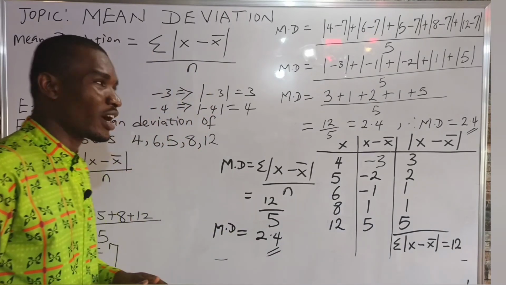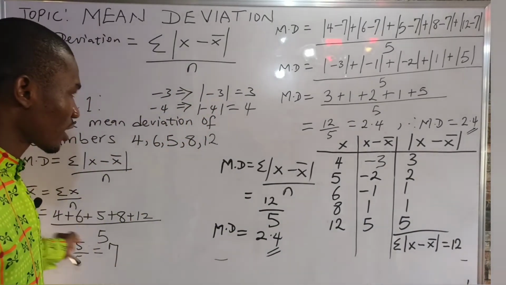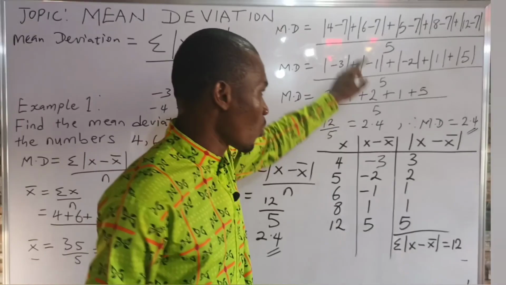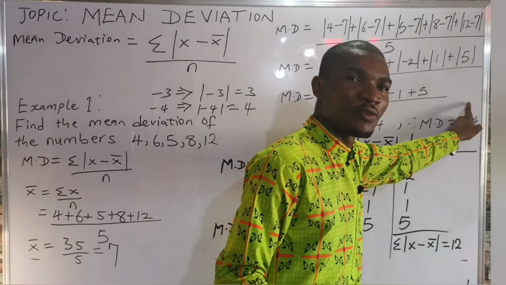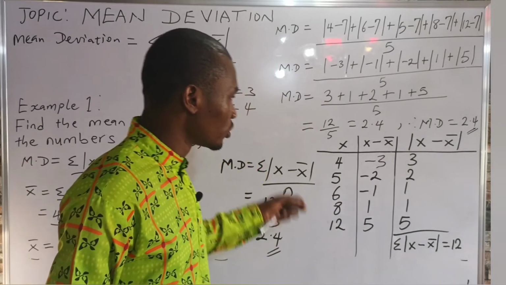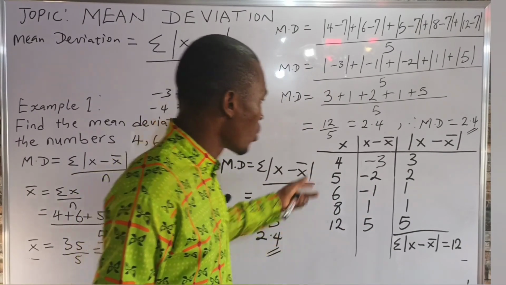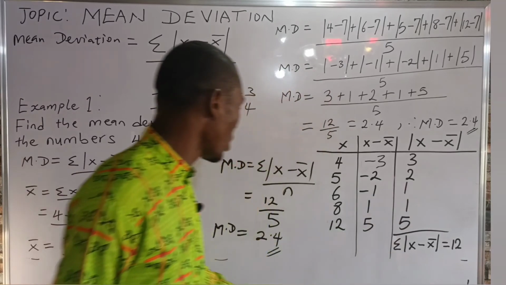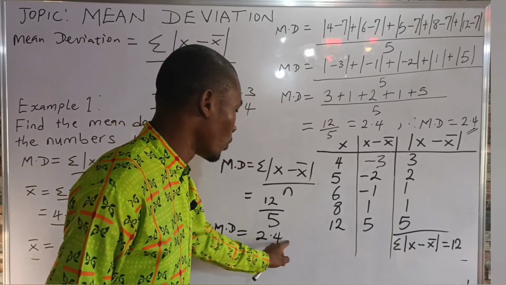So this is basically how to use the row method to calculate your mean deviation. And when we use the row method, we got 2.4. And also this is basically how to use your table method to find your mean deviation. We've also used it and we found our mean deviation to be 2.4.